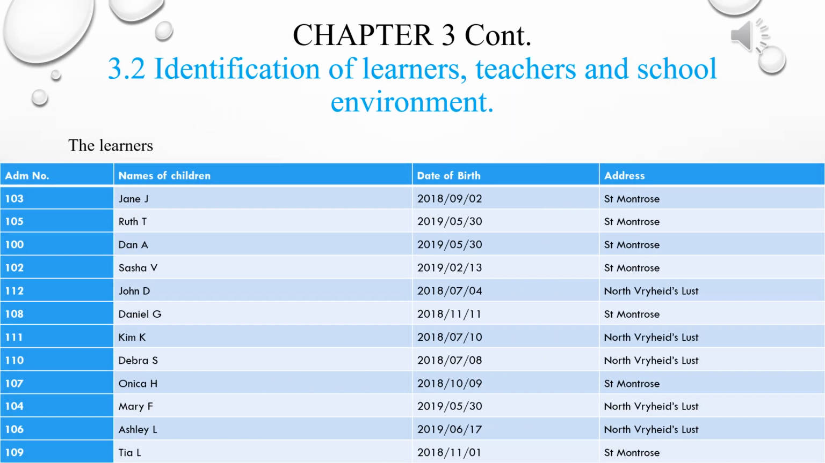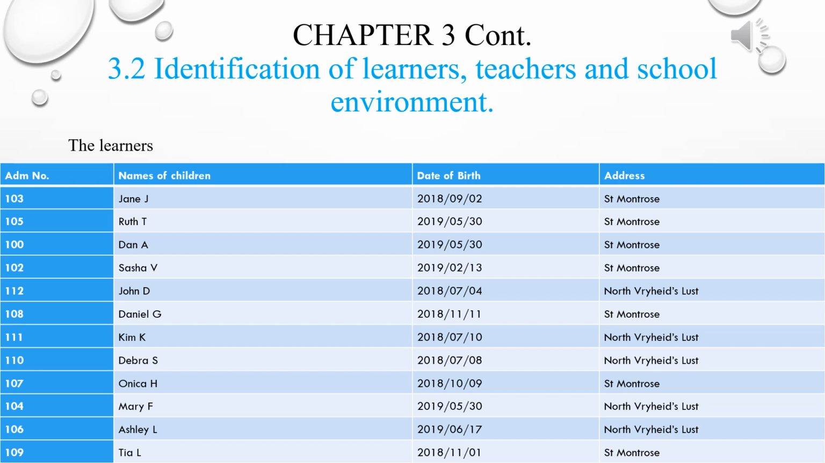Identification of learners, teachers, and school environment. The learners: the target group that the researcher used was a Year 1 class. The class comprised 12 learners, of whom 3 were boys and 9 were girls, with ages ranging from 3 years to 4 years, of whom 7 learners were the main participants for the study.